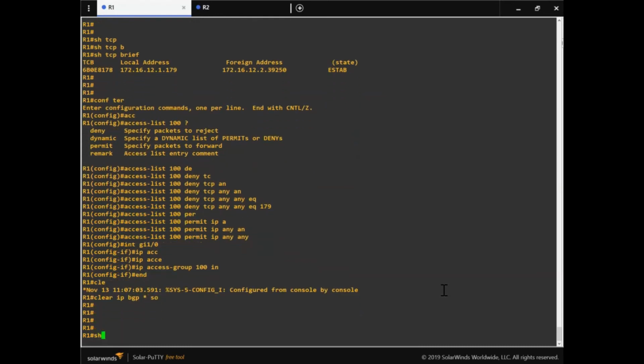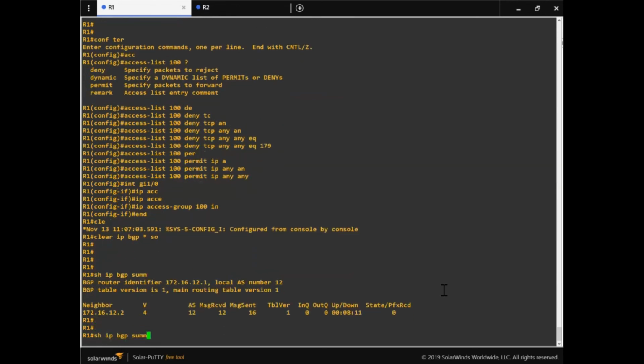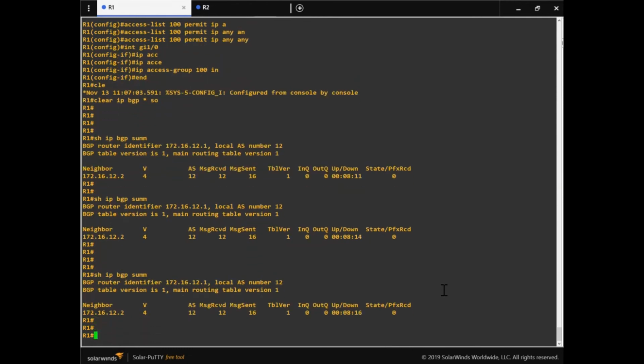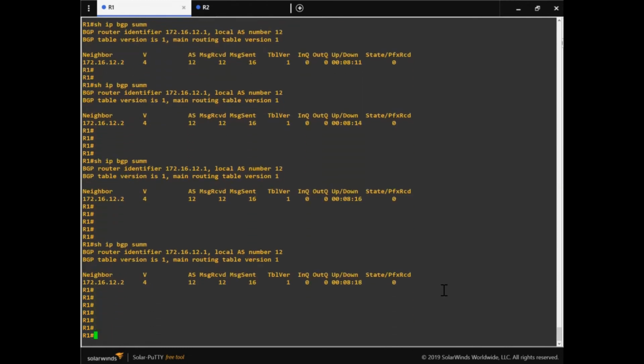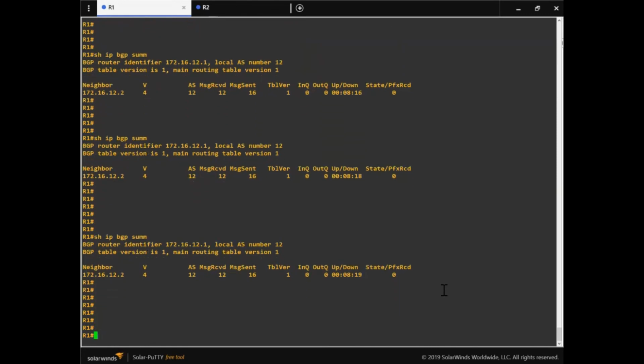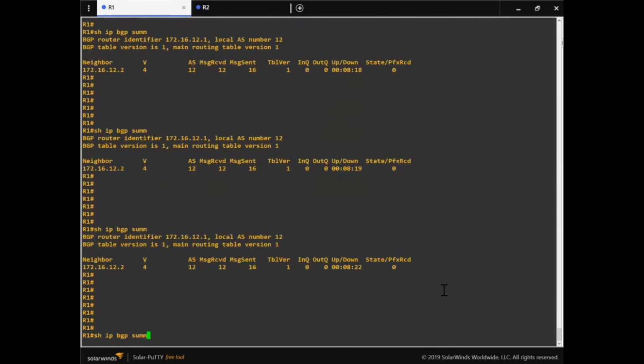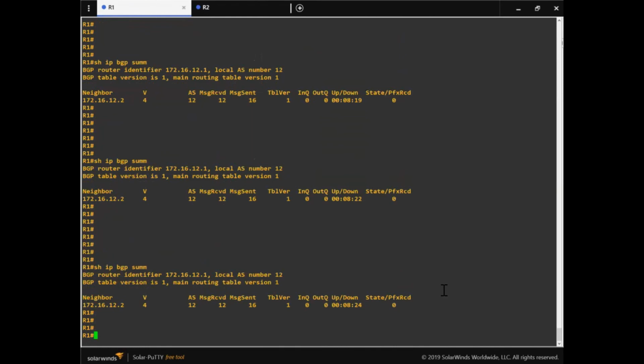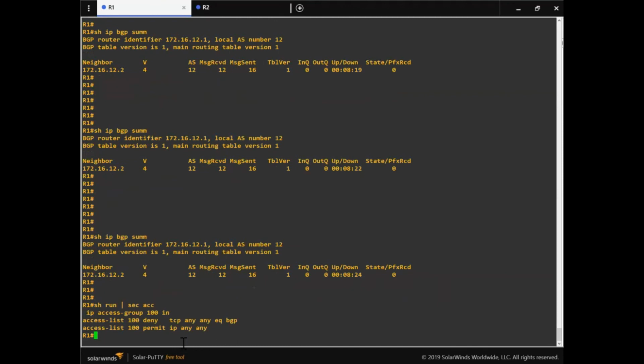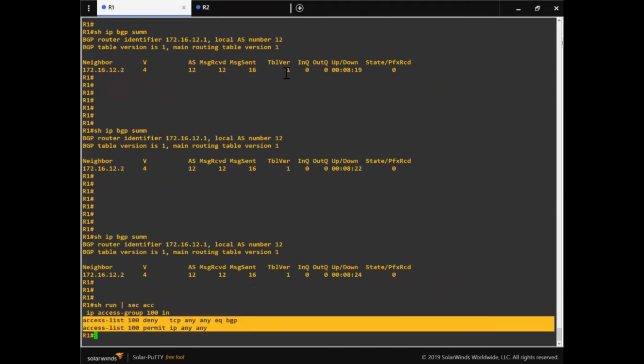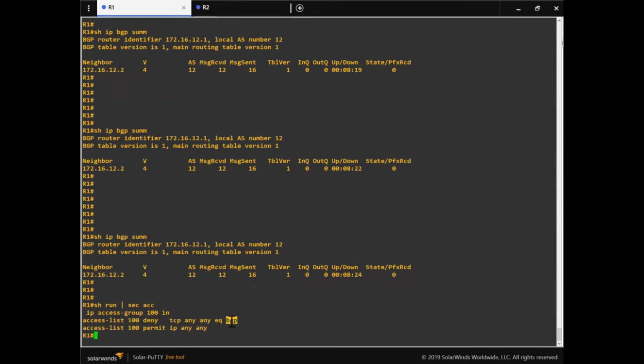What is that command? I will be showing you later on. Show ip bgp summary. It is still up. Not down. Can you see? Now let me show you the magic. Show run, section access-list. It is TCP equivalent to 179, which is BGP only.